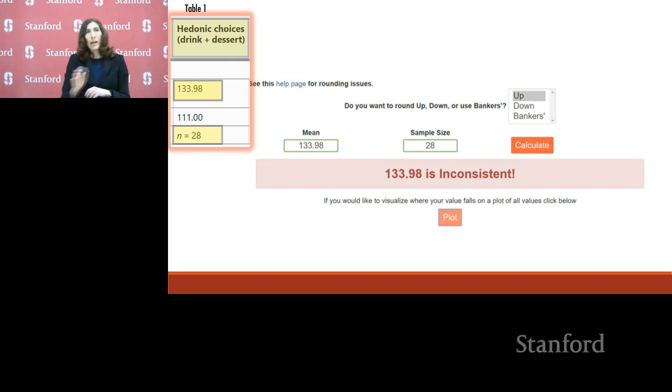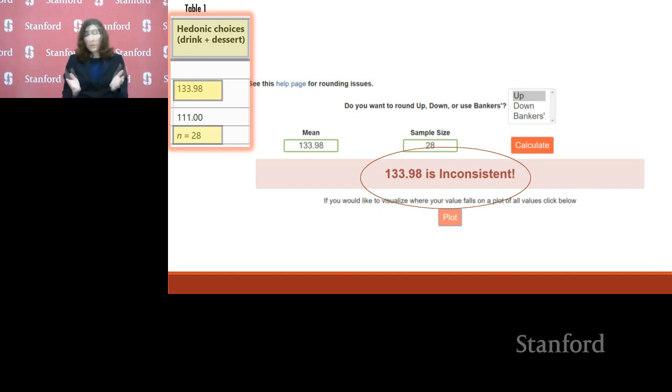So I went ahead and entered that 133.98 average hedonic calories from the exercise group. The N there was 28. I entered that into GRIM. I tried various ways of rounding, and in all cases, it tells me that 133.98 is inconsistent, meaning that is not a possible mean if calories were measured as integers and I have a sample size of 28.